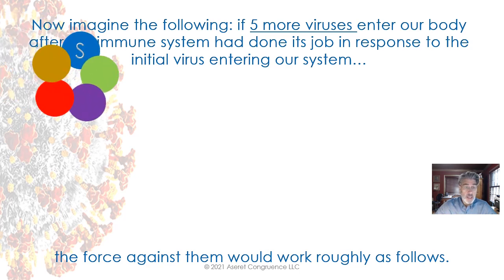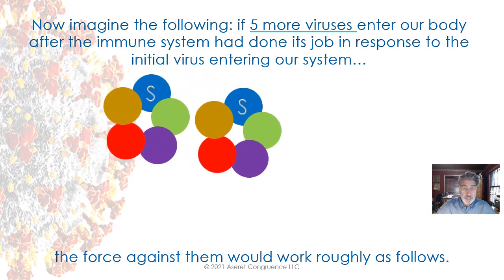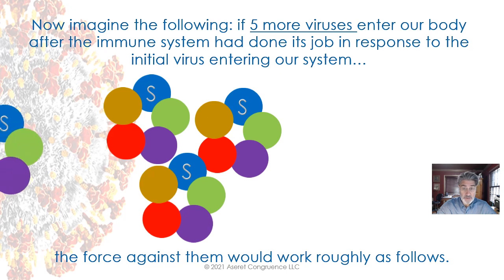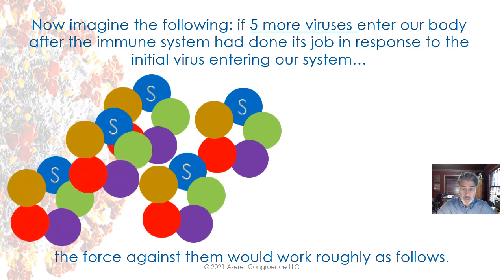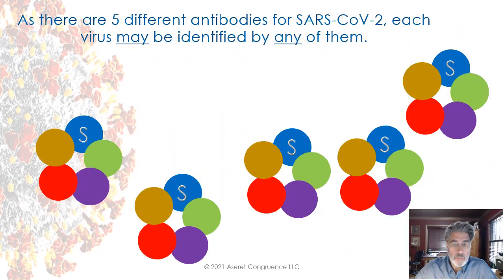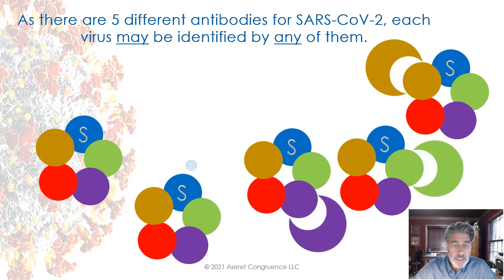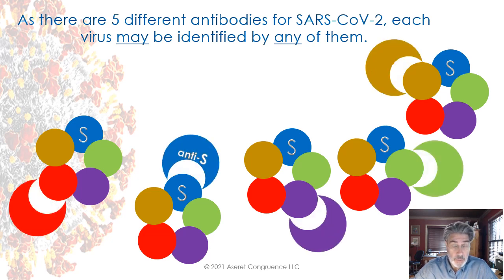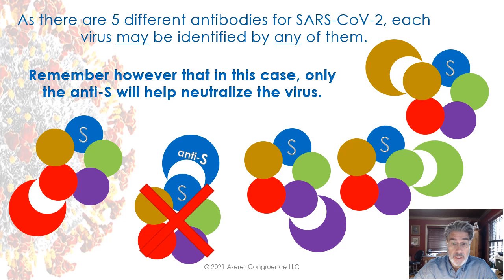Now imagine this. We're putting in 5 new viruses in your system after the first one. So you have your immune system working, right? You have antibodies, and there's 5 of them, and they're going to go and try to identify those intruders. So here's what's happening potentially next. So when those 5 viruses are in our system, those 5 antibodies will go and try to identify them, attach to them, and signal them to the immune system. So that's basically what could be happening, right? Now remember, only anti-S will generate a neutralization of the virus by the immune system.